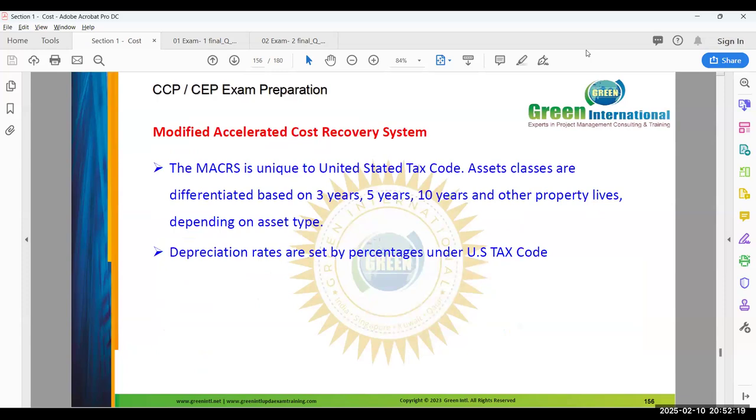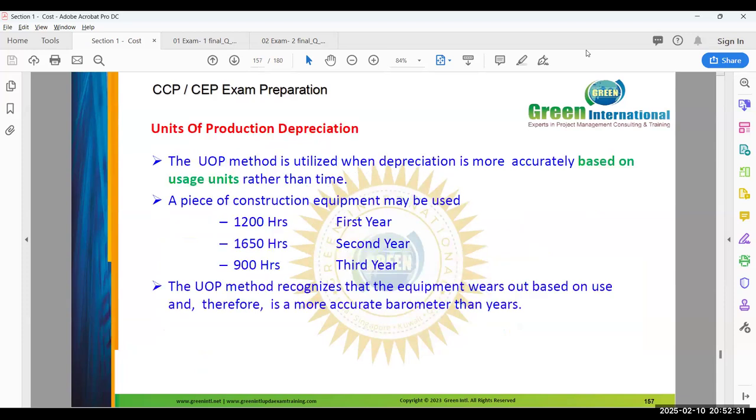So the modified accelerated cost recovery method is a US method. For that, there is a chart for different types of equipment showing how much has to be depreciated. It is followed only in the US. The last method is the unit of production depreciation method.